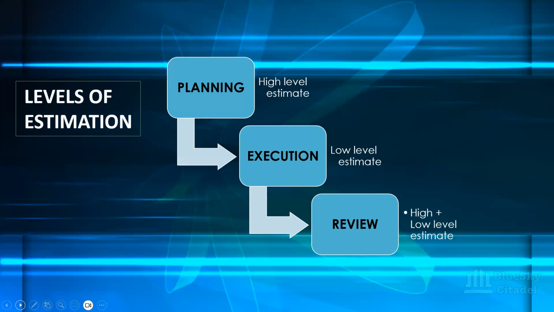And then when you get to the execution level, that's where the story point aspect comes in. So your estimation right there has become low level. Like I said, the planning one is high level, so you're not going to the nitty gritty. Yeah, the budget will be drawn by either the finance department or the accountant and things like that.